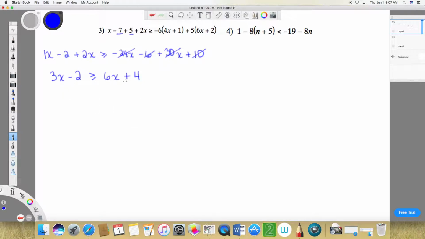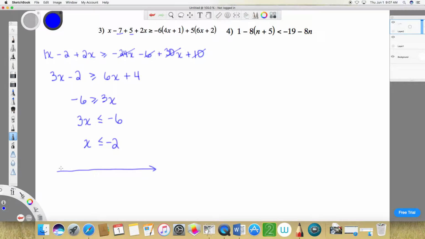If we take 4 away from each side, and if we take 3x away from each side, we'll get negative 6 greater than or equal to 3x. I'm going to write my variable on the left-hand side and divide each side by 3, by a positive 3, and I get as my solution set that x is less than or equal to negative 2.